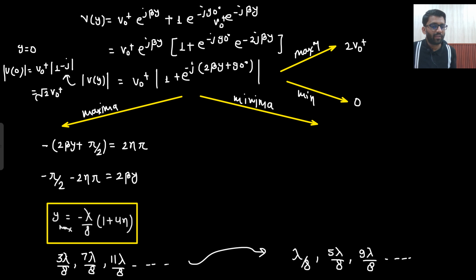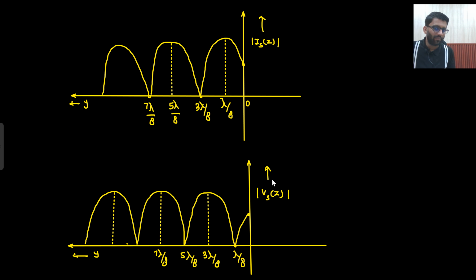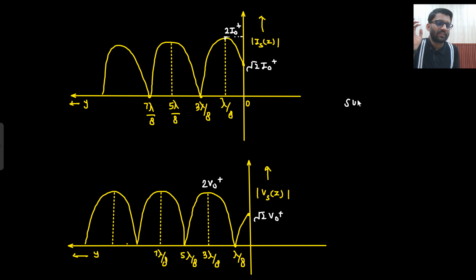But initially you are having minima. So first voltage minima will occur. If I draw the voltage standing wave pattern, at y equals to 0 you are having under root 2 V naught plus, then the minimum value. What is the minimum value? Minimum value will be 0 only. And after that maximum will occur. And if voltage minima is occurring first, that means current maximum will occur first. And this will be equal to 2 I naught plus only. Then 0. And this value will be under root 2 I naught plus. Are you getting this point or not? All these points should be crystal clear to you. And what is the standing wave ratio? Whether it is current or voltage, that is equal to infinity.